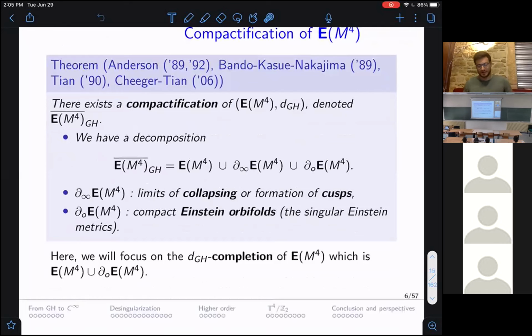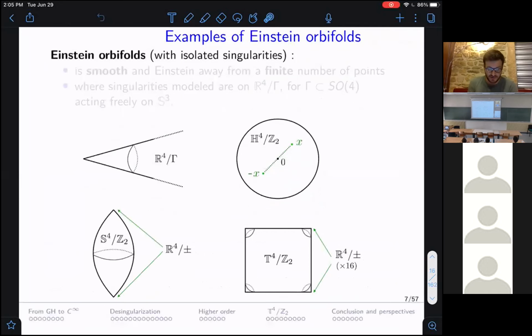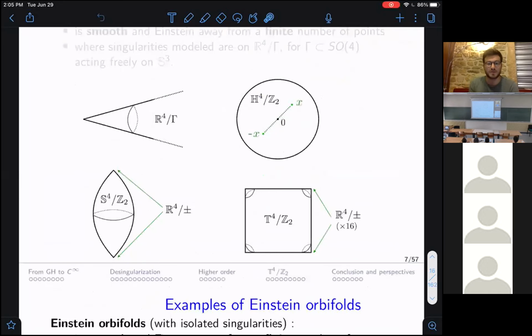So what are these singular spaces? They are Einstein orbifolds, and this is not so bad. They are smooth everywhere except at a finite number of points.